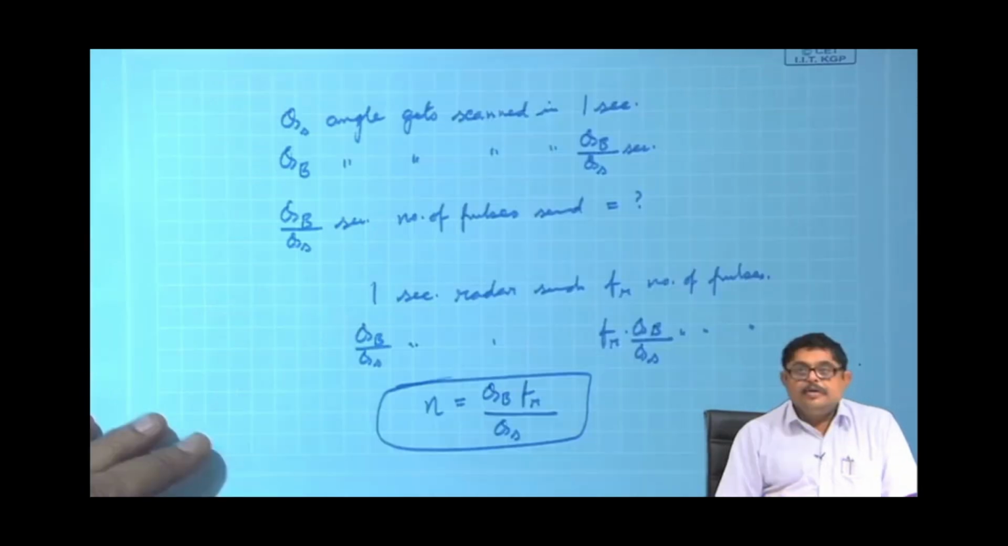This section explains how to calculate the number of pulses a radar can integrate while its antenna scans a target. The key idea is that the radar beam illuminates the target for the duration it remains within the antenna's beam width, θb. The scan rate, θs, represents the angle the radar scans per second. To find the time the target is illuminated, divide the beam width by the scan rate, θb by θs seconds. The number of pulses sent during this time is determined by multiplying this time by the pulse repetition frequency, PRF, denoted as Fr. Therefore, the number of pulses integrated is N equals θb Fr by θs.